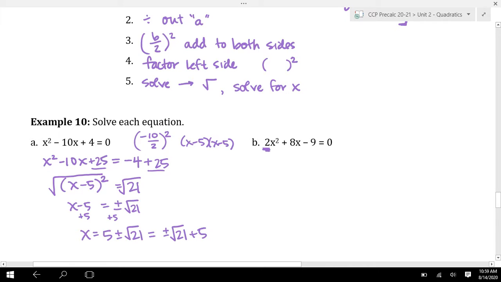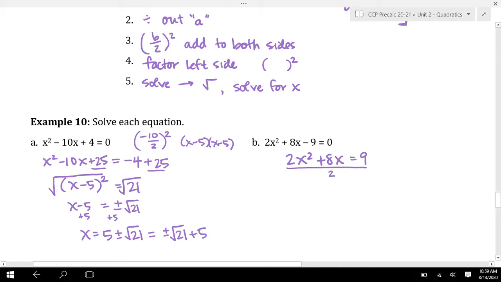All right, let's try one more. Again, I've got an equation. I know I need to move the c over, so I'm going to go ahead and add my 9. I'm going to get rid of that. So 2x squared plus 8x equals 9. But this guy has an a. There's a 2 hanging in the front that I cannot complete the square with. So we're going to divide out that 2.